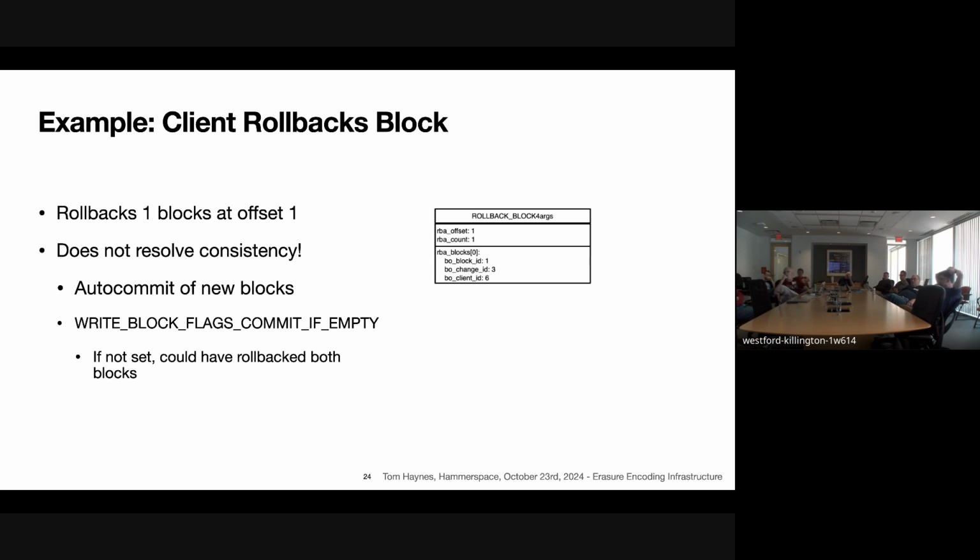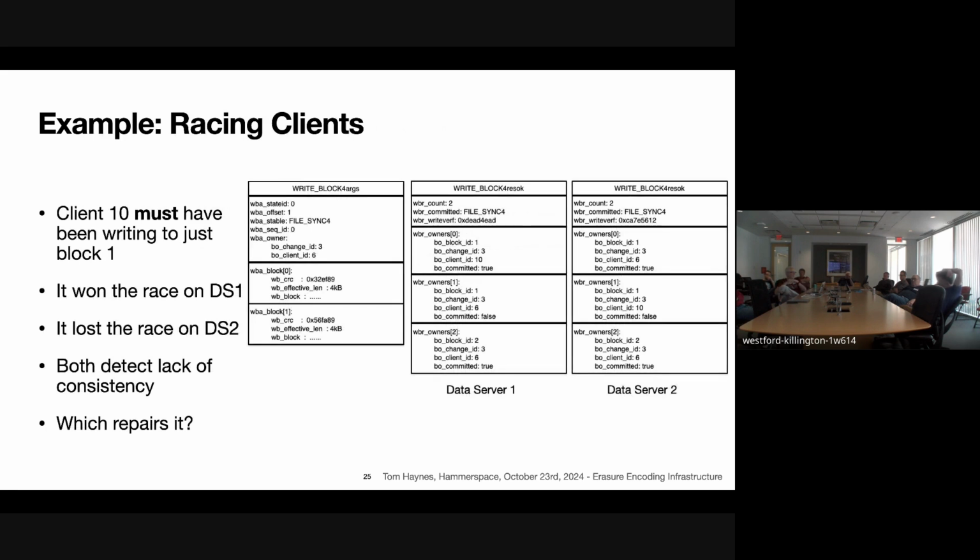Oh my God, you've got two clients trying to roll back? Yeah, might have. Well, look at the slide. If you look carefully, you can see that client ID 10 won on DS1, but it lost on DS2. You can see block 0 and block 1, it flipped the owner.